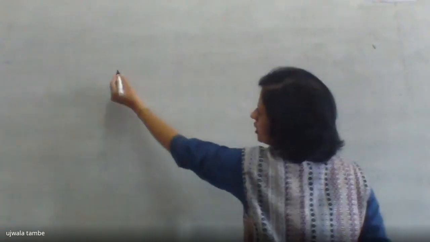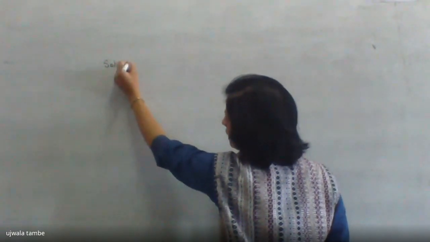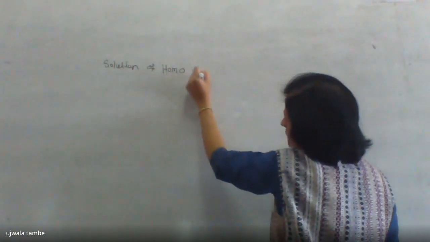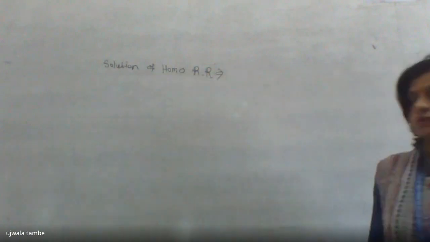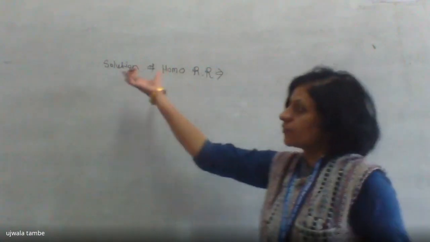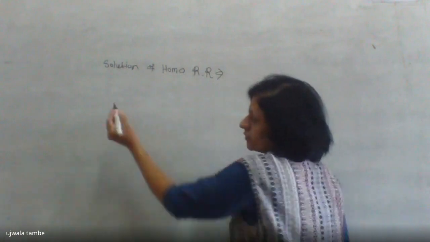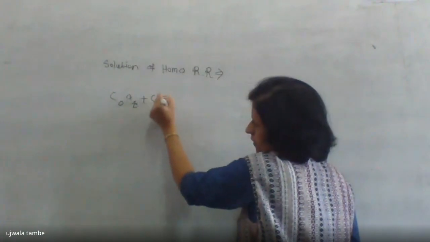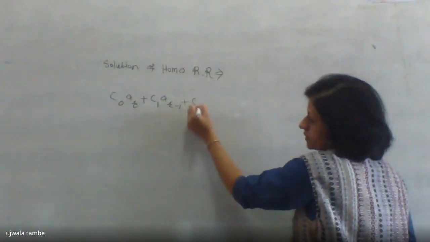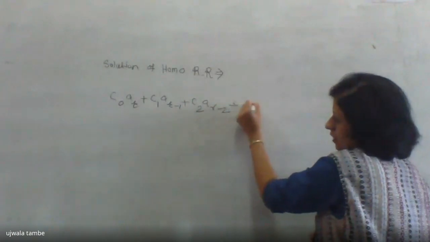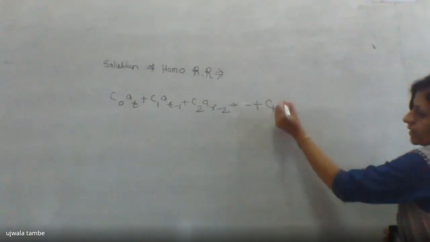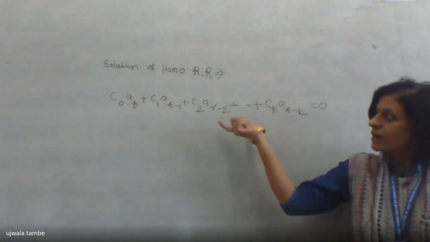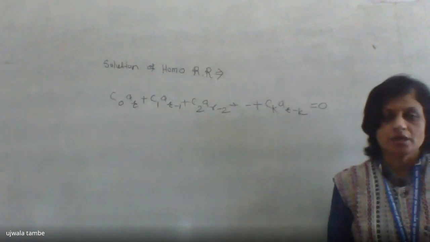Next is solution of homogeneous recurrence relation. We know that the standard form of homogeneous equation is C0 a_r plus C1 a_(r-1) plus C2 a_(r-2) plus up to Ck a_(r-k) is equal to 0. This is the standard form of homogeneous recurrence relation.